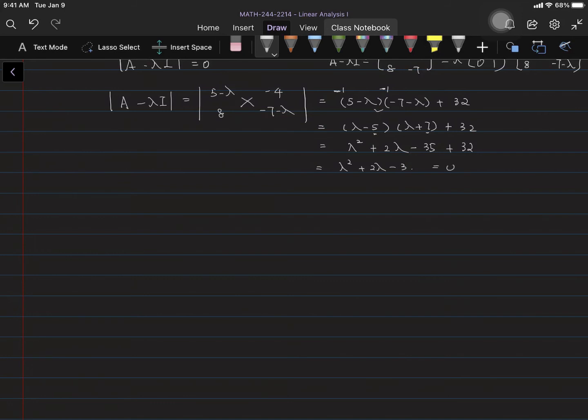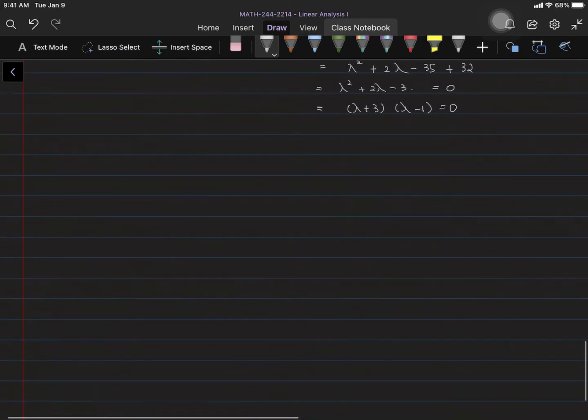And we make this equal 0 because lambda should satisfy this determinant equals 0. So we need to solve for lambda from here. It factors as (lambda plus 3)(lambda minus 1). Solve the equation. So we find 2 lambdas: lambda 1 is -3, lambda 2 equals 1. So we find 2 eigenvalues. Are you okay, everyone?